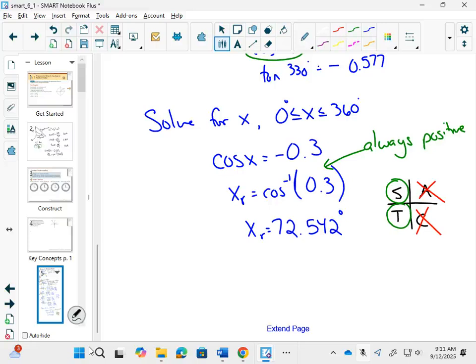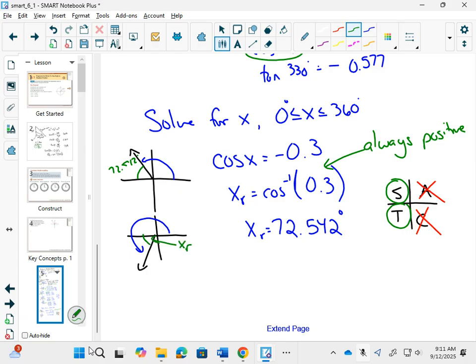Sometimes you can draw a picture of it now. You can draw a picture in quadrant 2. You can draw a picture in quadrant 3. These are the answers we're looking for. The standard angle in quadrant 2, the standard angle in quadrant 3. What do you know? You know that this reference angle right here is 72.542 degrees. This angle right here is your reference angle, 72.542 degrees. And your job is to find out what x is.